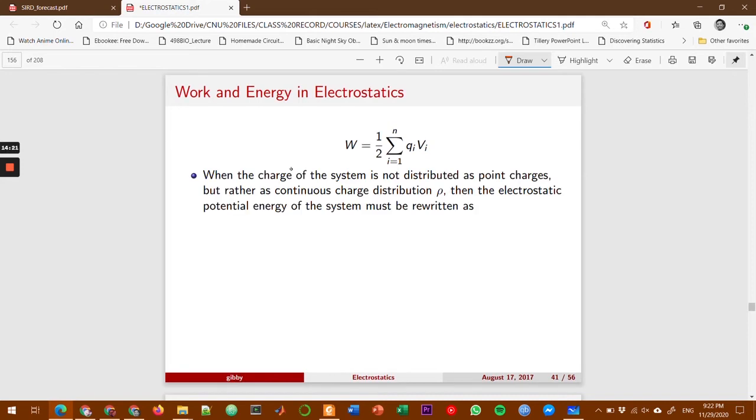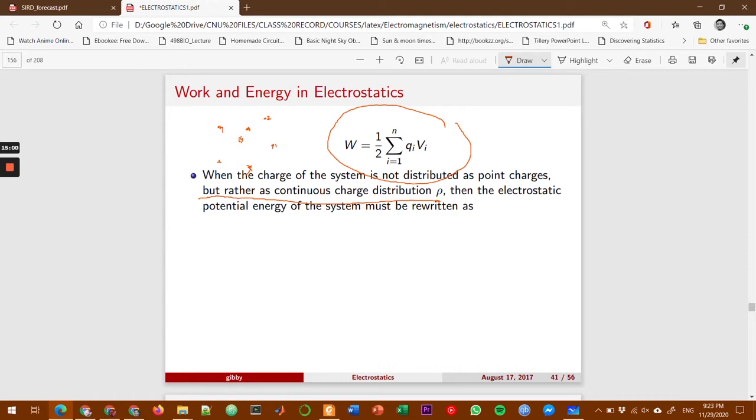This is only true if your distribution of charges is discrete, with a summation of Qi and Vi. But what if the charge of the system is not distributed as point charges, but rather as a continuous charge distribution? Because in reality, charges are always distributed in a continuous fashion. We started with the simple case because it is easier, and then we go to the more realistic or complicated case.